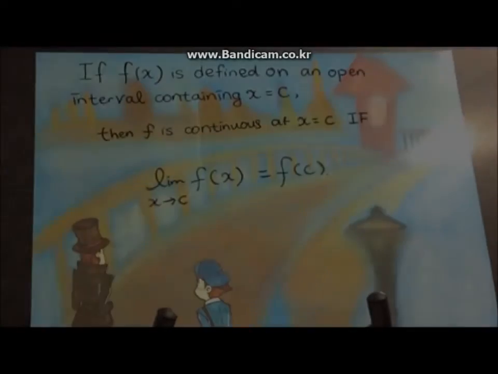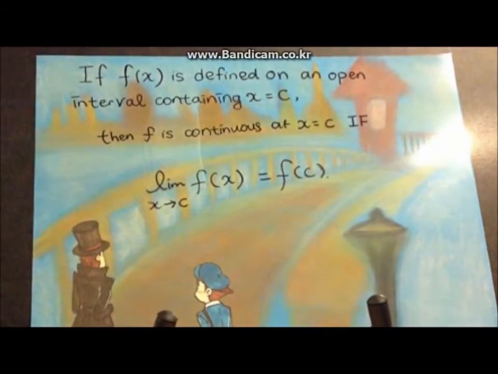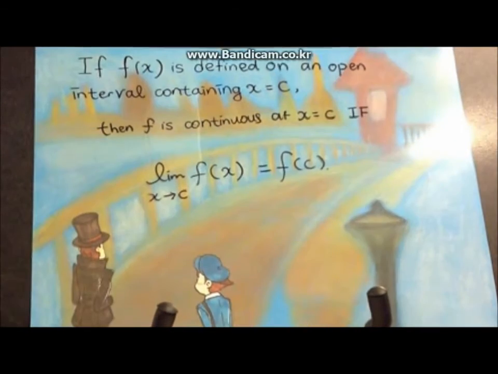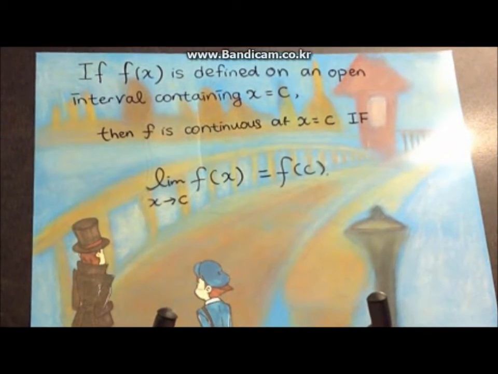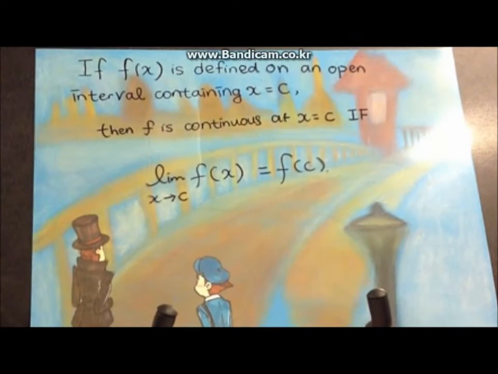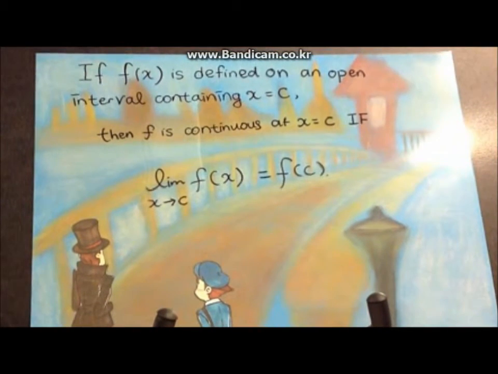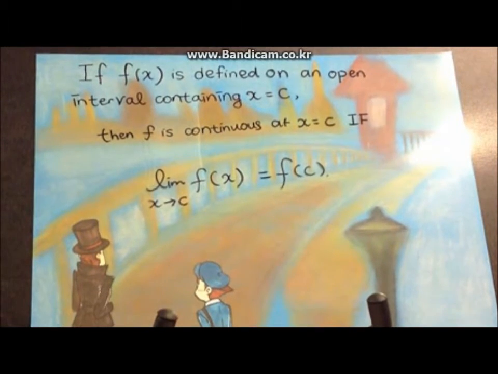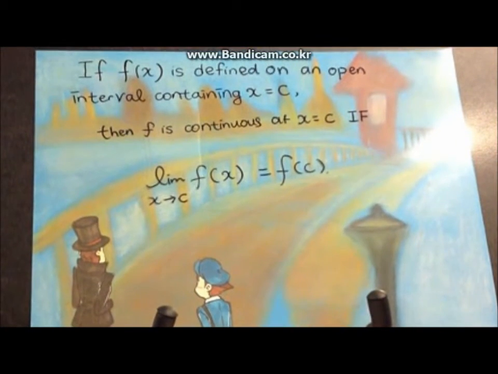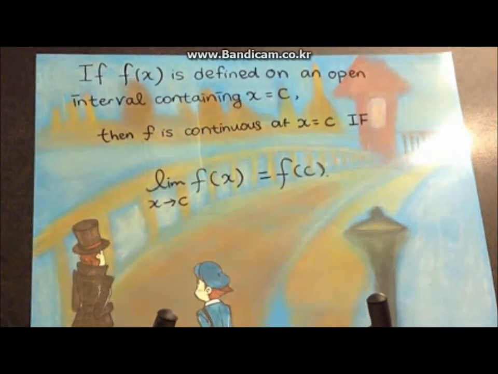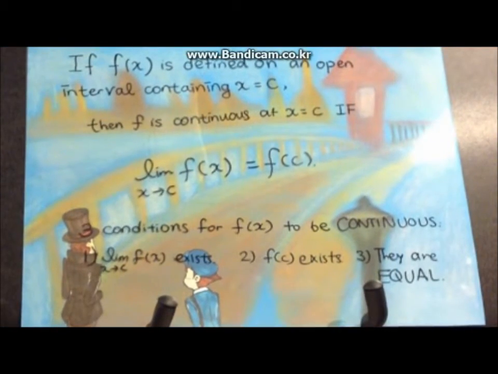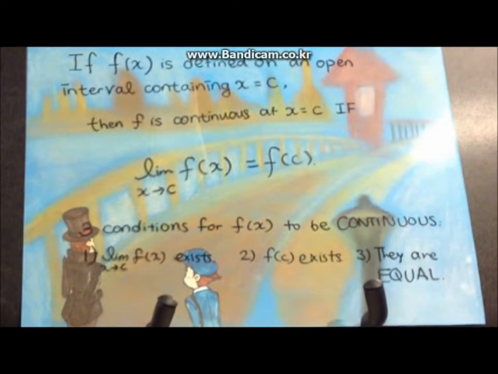Correct, the bridge connects. Basically, a continuous function means that there is no break in the function. If f of x is defined in an open interval containing x equals c, then f is continuous at x equals c if the limit of f of x as x approaches c equals f of c. If the limit does not exist, or if it exists but is not equal to f of c, then we say that f of x has a discontinuity at x equals c.